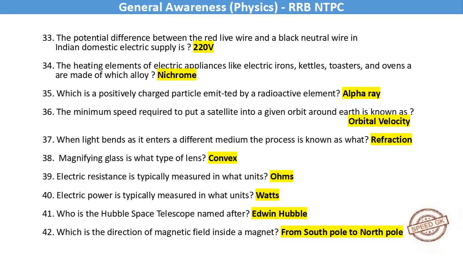Electric resistance is typically measured in what units? Ohms. Electric power is typically measured in what units? Watts. Who is the Hubble Space Telescope named after? Edwin Hubble. Which is the direction of magnetic field inside a magnet? From South Pole to North Pole.